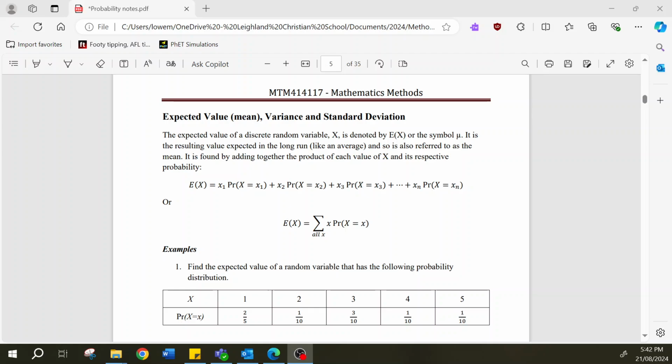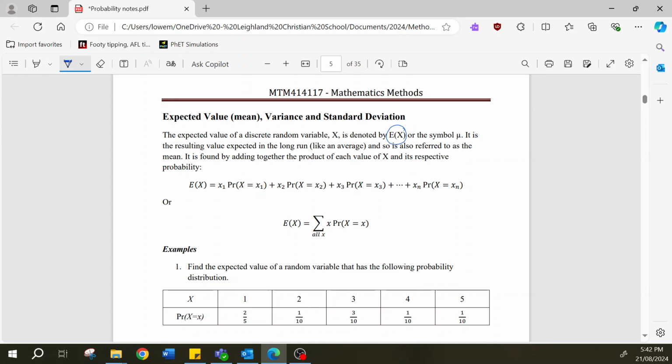Welcome back. Right, we're now on to the next part, which is looking at the expected value, variance and standard deviation. Okay, so the expected value is the first thing we're going to do, and basically that's just another word for the mean. So the notation that we use is either E(X), X representing your random variable, and E obviously is your expected value.